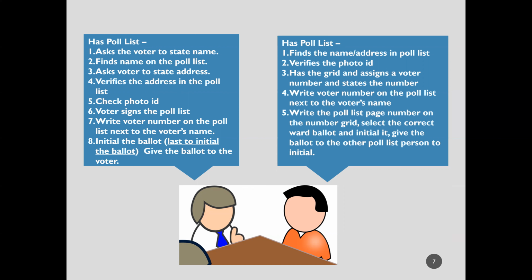So while this is all happening, the second person will also find the name and address in the poll list. They will also look at the photo ID, and they'll have the grid number to assign the voter number so that you can both write it in next to the voter's name. And they'll write the poll list page number on the grid. Select the correct ward ballot and initial it and give it to the other person so you have those two initials. This process is simultaneous. Make sure you take your time. For any new workers, make sure that you understand the process and go through it slowly, and ask Chief Inspector if you have any questions.